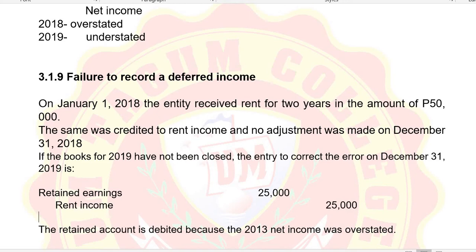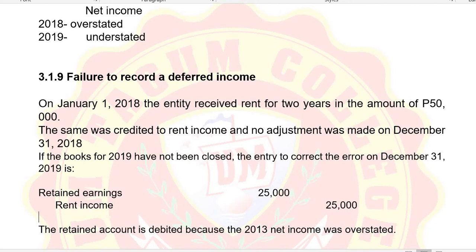So again, for 2018, you received 50,000. So supposedly, it is income for 2 years, so 25,000 for 2018 and 2019. But you recorded it as income, the total 50,000, in 2018. So therefore, your 2018 net income is overstated by 25,000. Because supposedly your rent income is only 25,000, but you recorded 50,000 as rent income, because you recorded the entire 50,000 as rent income since you made no adjustment.